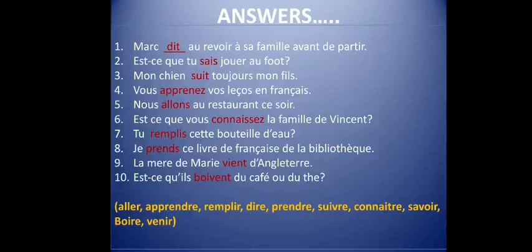Mon chien suit toujours mon fils. So, which means my dog always follows my son. Verb suivre. Then, vous apprenez vos leçons en français. You learn your lessons in French. Nous allons au restaurant ce soir. We are going to the restaurant this evening.